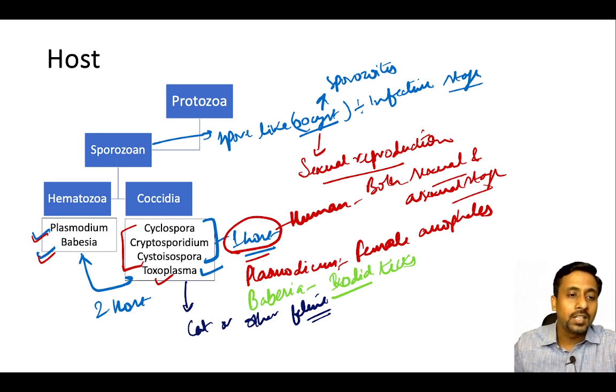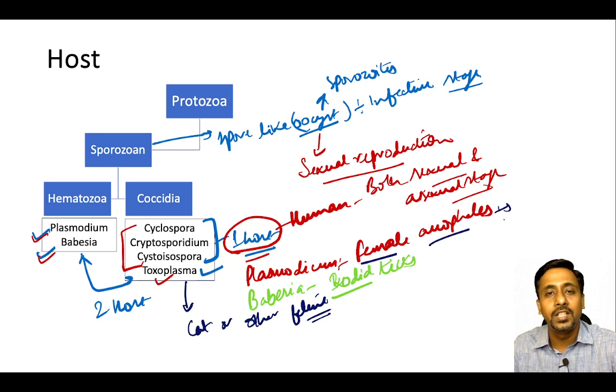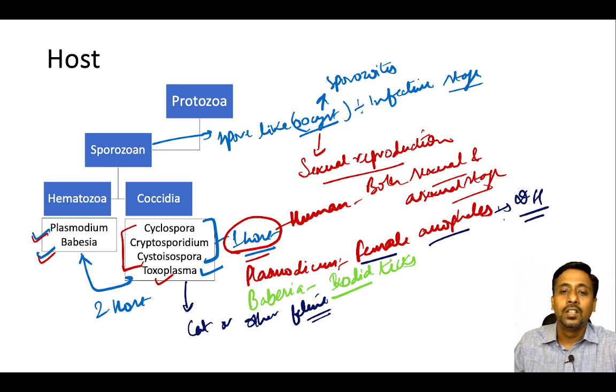So for Plasmodium, this female Anopheles is which host? What type of host? Definitive or intermediate? What is occurring in them? Sexual reproduction or asexual? Sexual reproduction. Oocyst is formed in sexual reproduction in the insect vector. So in female Anopheles, sexual reproduction is occurring, so it is a definitive host.